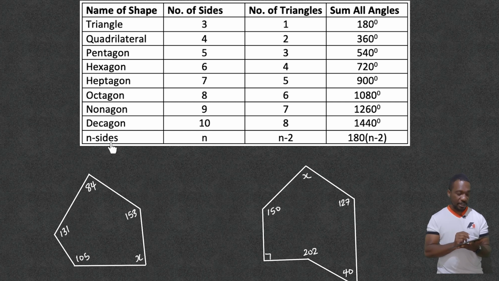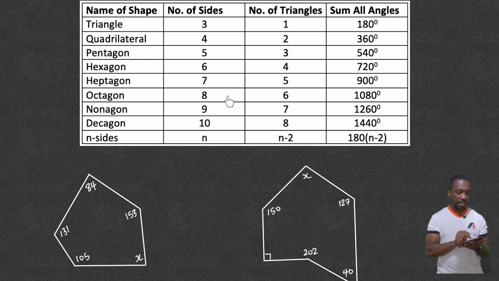So that's what I've got down here. No matter how many sides your shape has got, if it's got n sides, then the number of triangles will always be 2 less than the number of sides. And why is that important? Because that helps us to work out what the sum of all the angles in the shape will be.